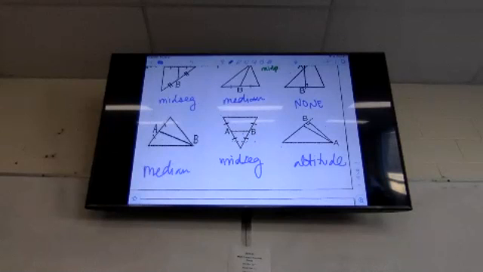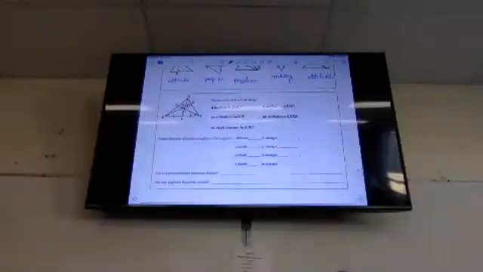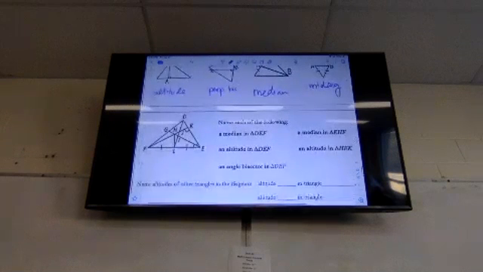I've got one more box of examples. I've got a little over 10 minutes. I still think we can have some time for homework, but let's keep working through this. Anybody have any questions yet? Nope, we're good? Okay, now I'm gonna use this figure and I wanna name the following. I wanna name a median of triangle DEF, an altitude of DEF, et cetera, et cetera.